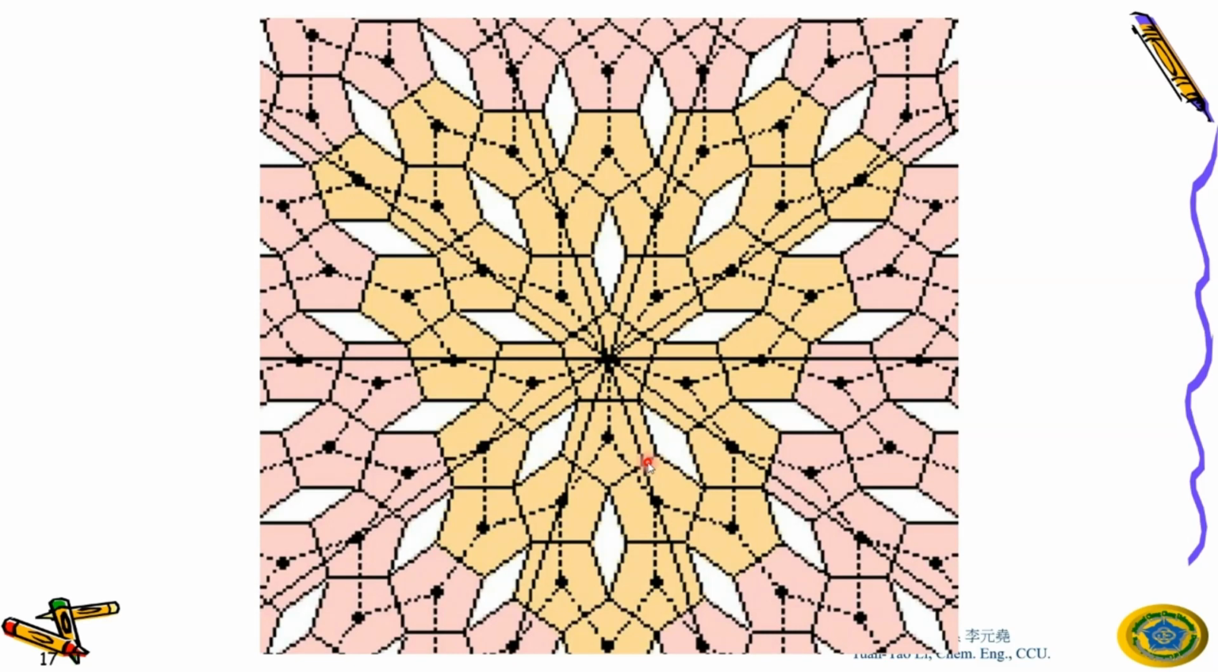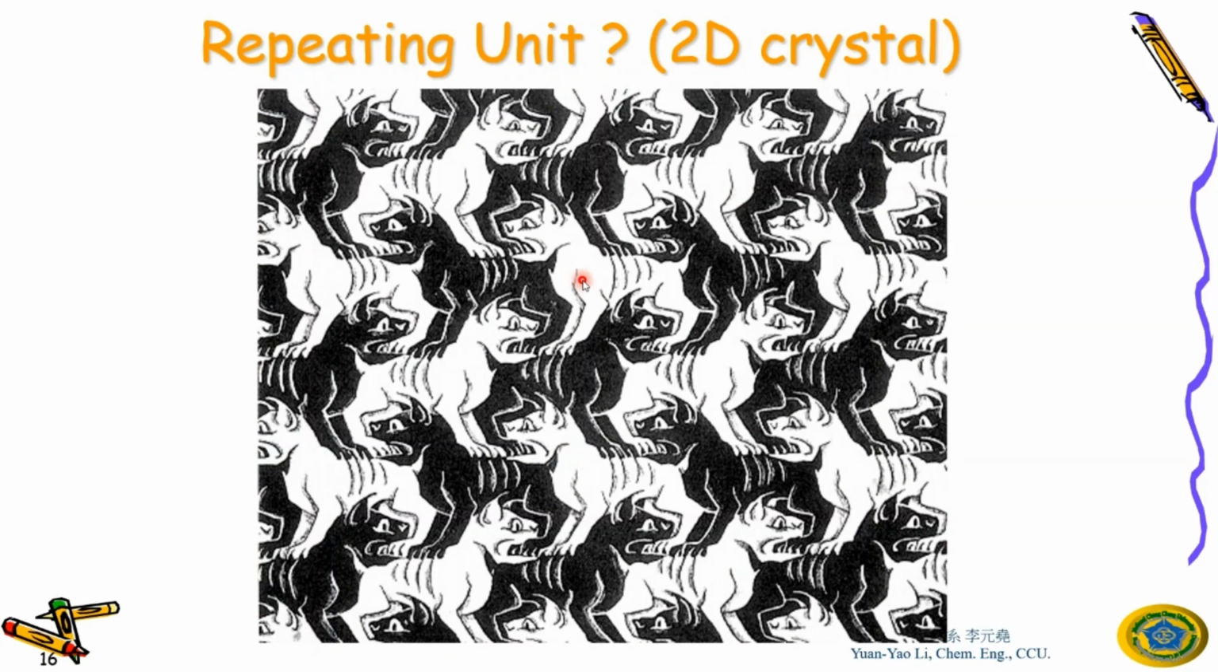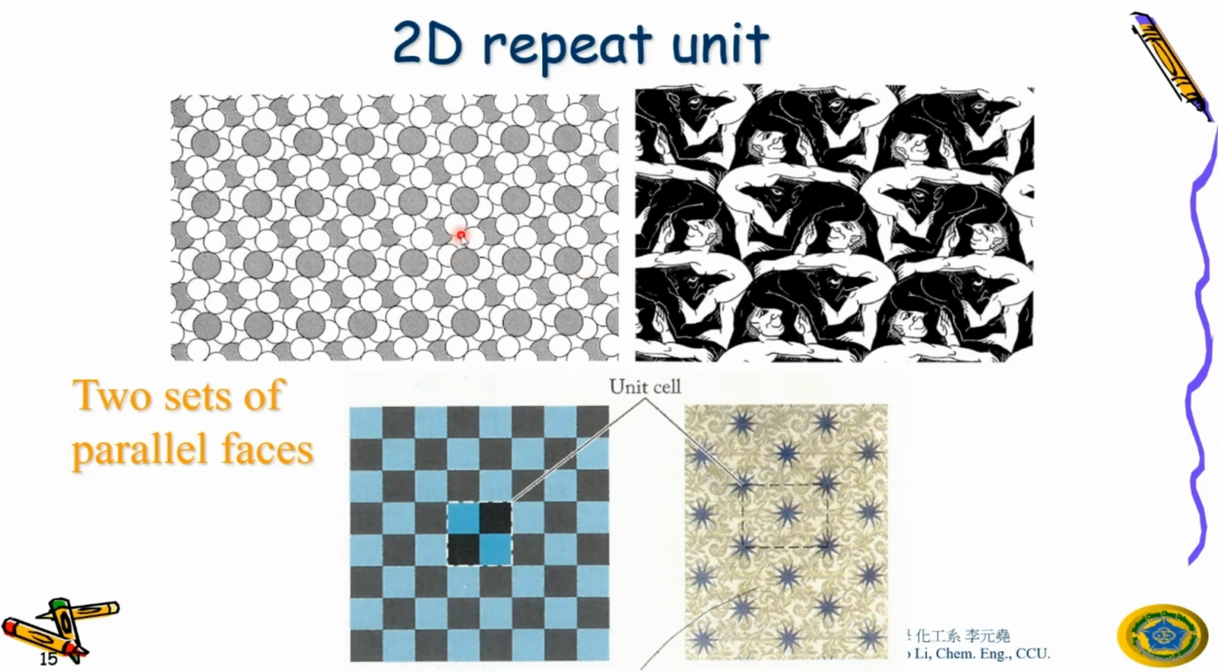But I just want to tell you there's no repeat unit in this pattern. Why? Because this is a pentagon. A pentagon has no repeat unit. You cannot form a repeat unit with this pentagon. But you can make a repeat unit with this picture, and you can make a repeat unit with this picture too.